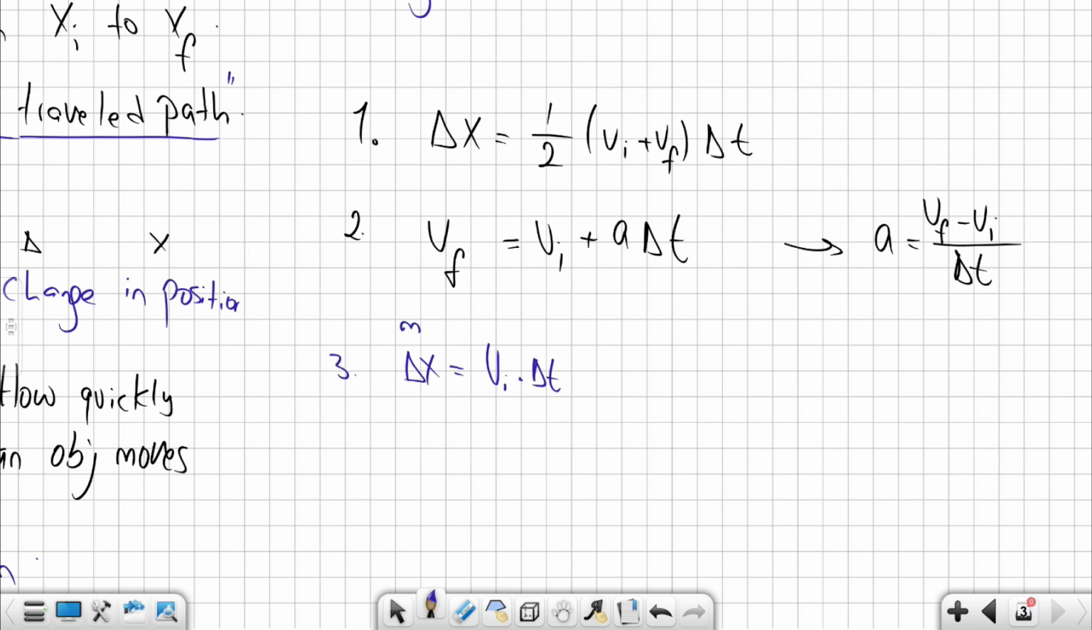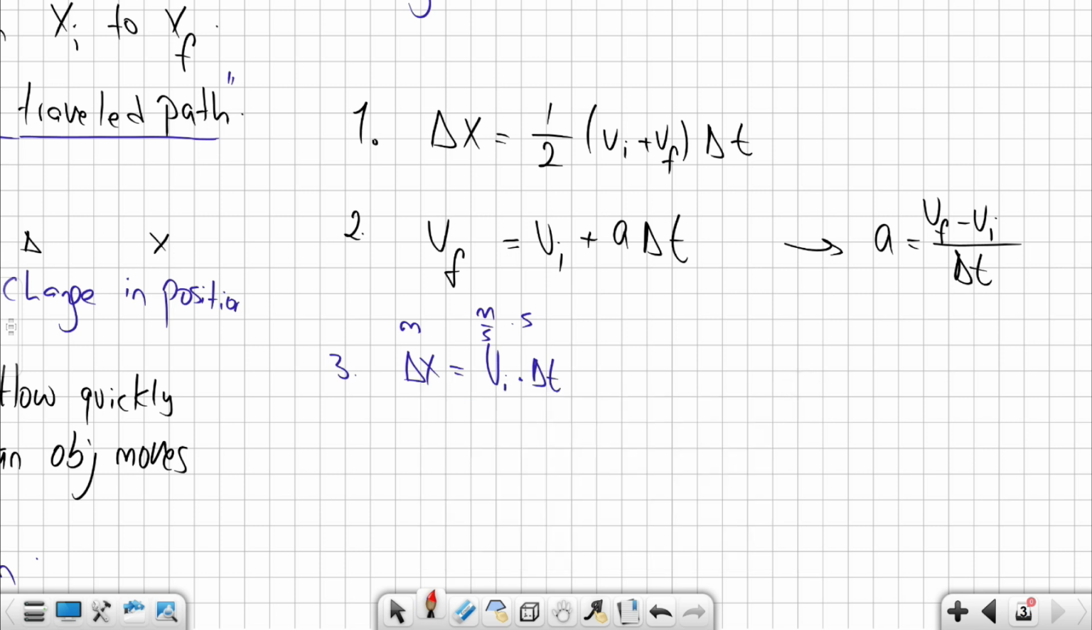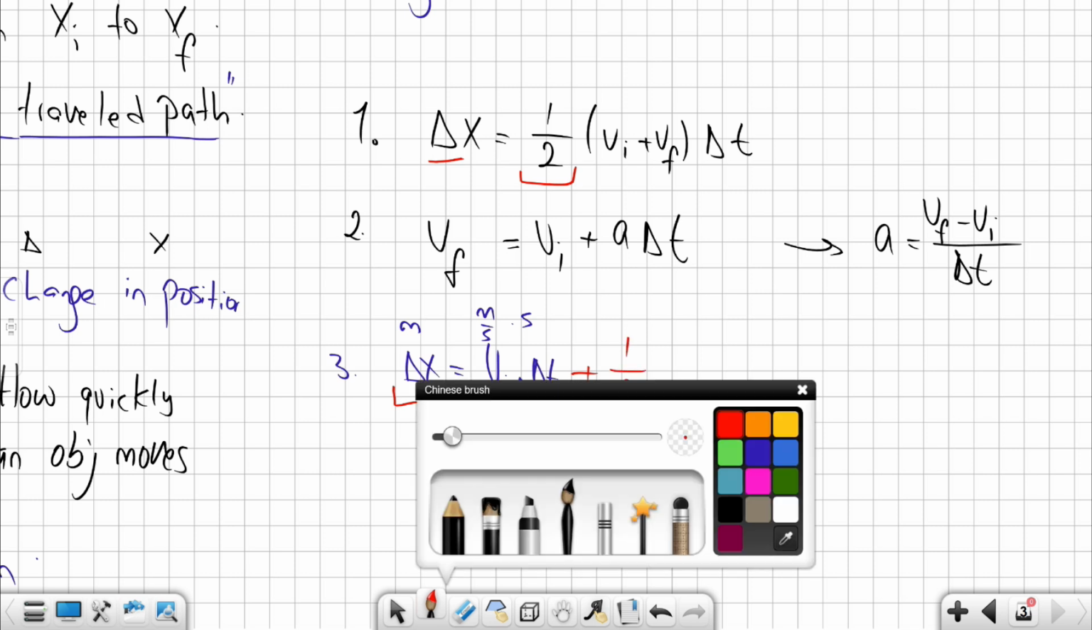Look at the units. The unit for delta x is meter, and the unit of v is meter per second. So I need to multiply by delta time, which is second, to cancel the seconds, and I will have meter alone. If you pay attention to the first equation, I have a delta x and I have a 1 over 2. The second equation also has a 1 over 2, but it is in the second part.